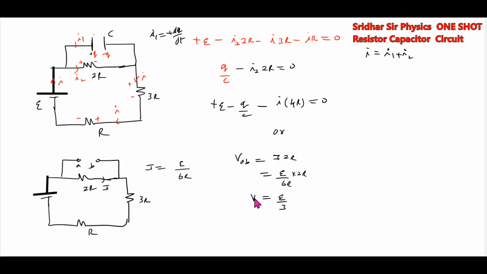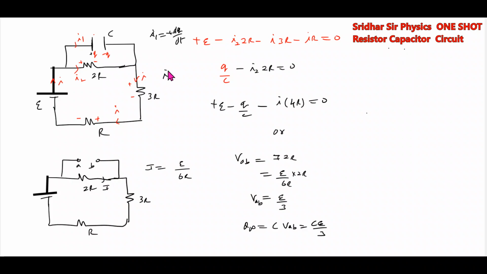E by 3. Then the charge Q infinity is equal to C into VAB, which is C by 3. Then what is the time constant? How to find out the time constant of the circuit? You have to find it in this way. All these things I'll write it here.